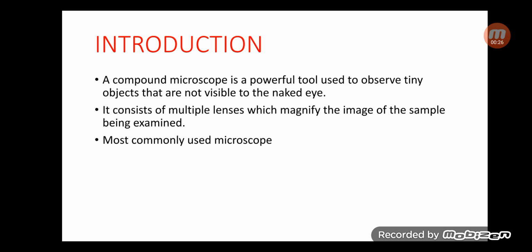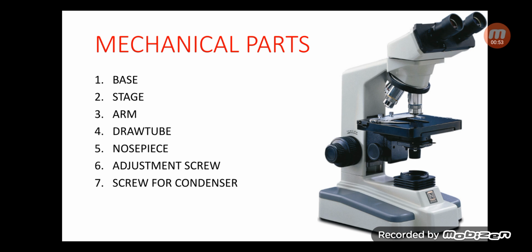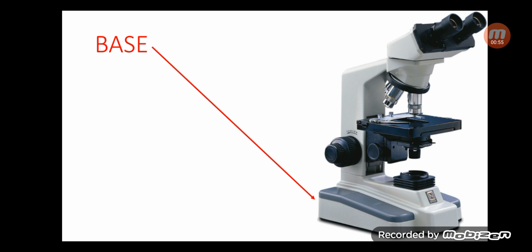If we talk about parts of compound microscope, they are categorized into two categories. First are the mechanical parts that help in the mechanical function of the microscope, and the other are the optical parts that actually magnify the image. We will start with the mechanical parts. The mechanical parts of compound microscope are base, stage, arm, draw tube, nose piece, adjustment screw, and screw for condenser.